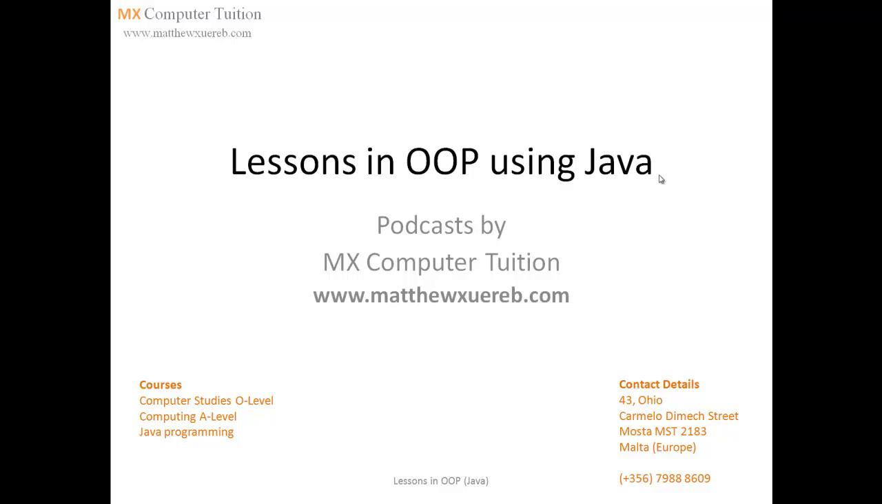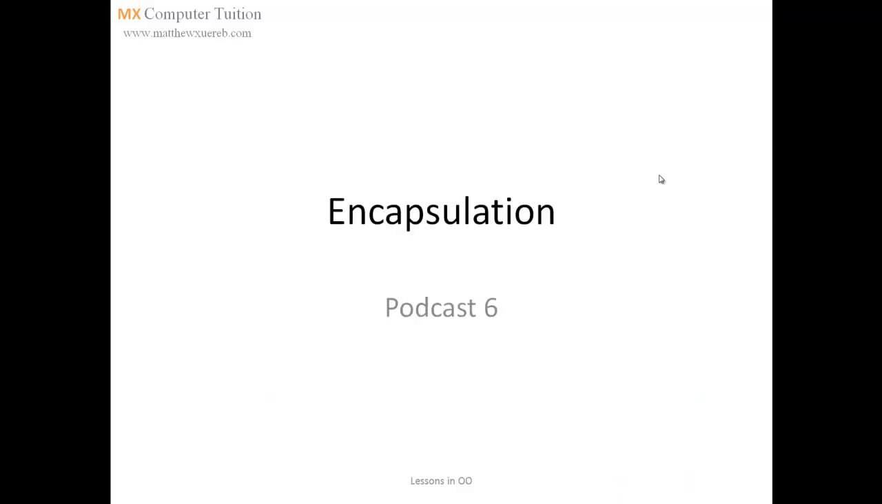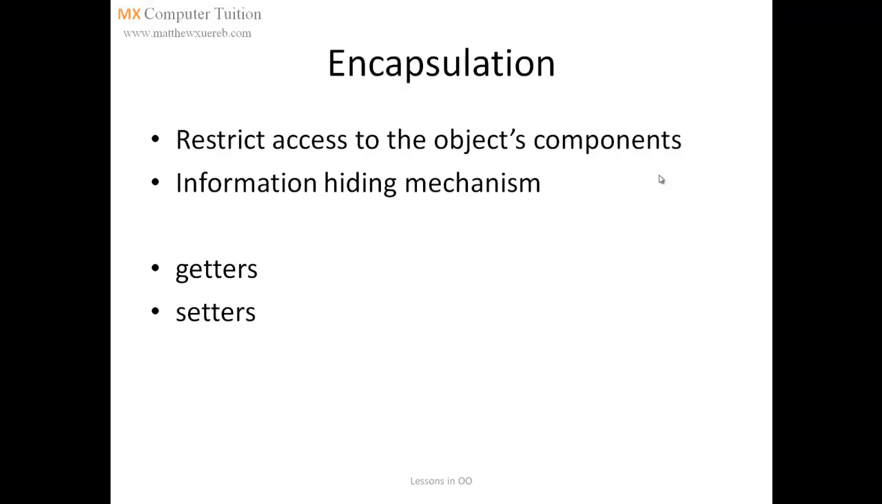In this podcast, I shall explain the concept of encapsulation. Encapsulation is a mechanism used to restrict access to the object's components, and it is also used as an information hiding mechanism. Basically, encapsulation has to do with what are known as the getters and setters of a class.